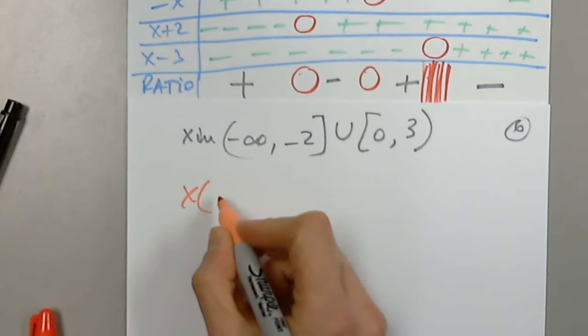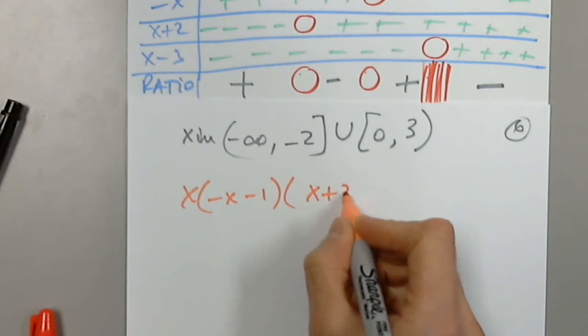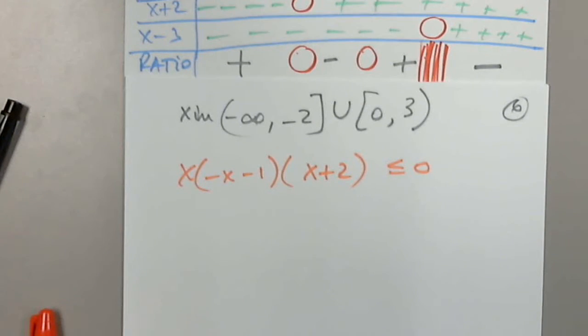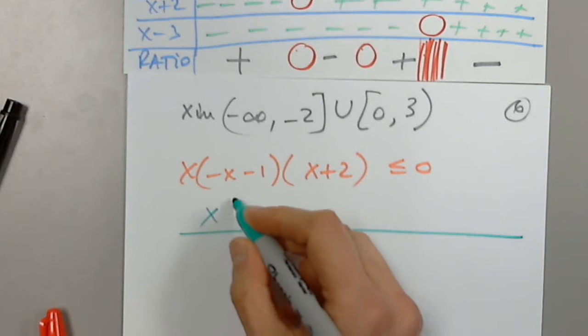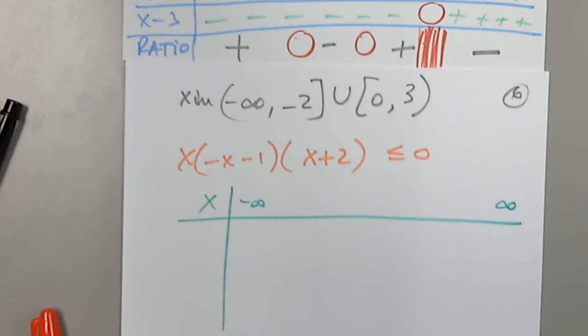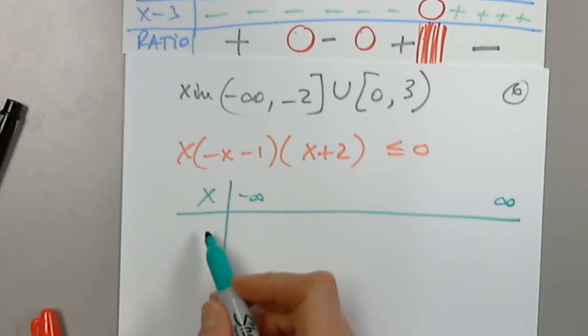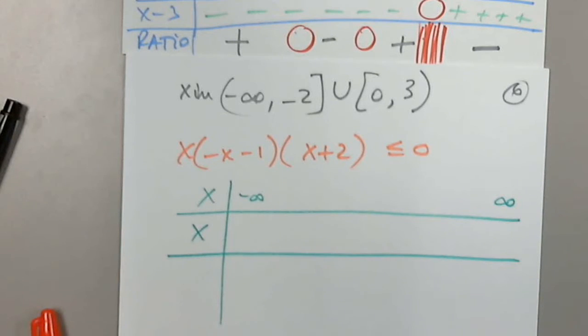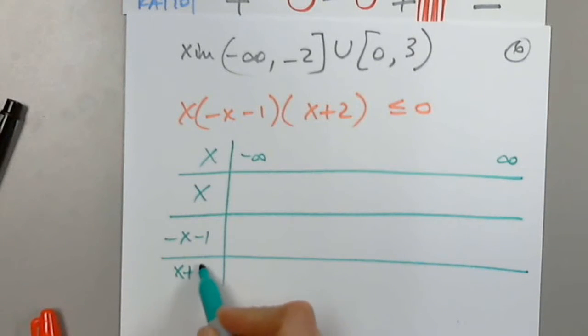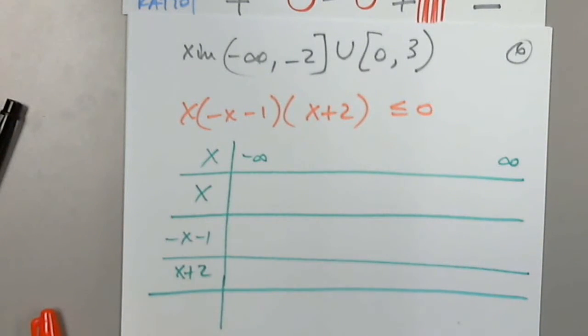Okay, so x, negative x minus 1, x plus 2, less than or equal to 0. How many factors we have here? Good. So I start the chart from negative infinity to infinity. The first factor, second factor, next factor. Last thing that I'm interested in. Do you find that this is easier than graphing? Yeah. You agree? Good.